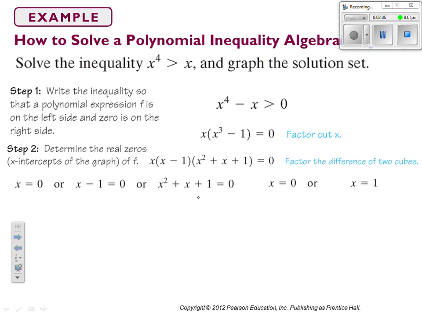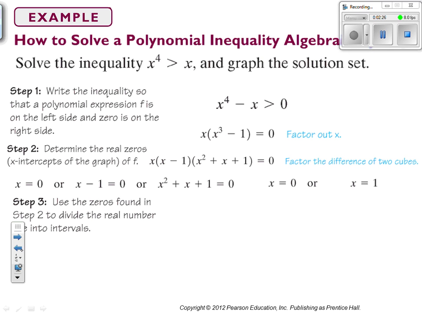Now, if that logic doesn't make any sense to you, you could always try to put that in the quadratic formula. And when you put it in the quadratic formula, you'll find that you get imaginary answers, which are not valid for polynomials and things that we're graphing on the typical coordinate plane. So our only zeros are x equals 0 and x equals 1.